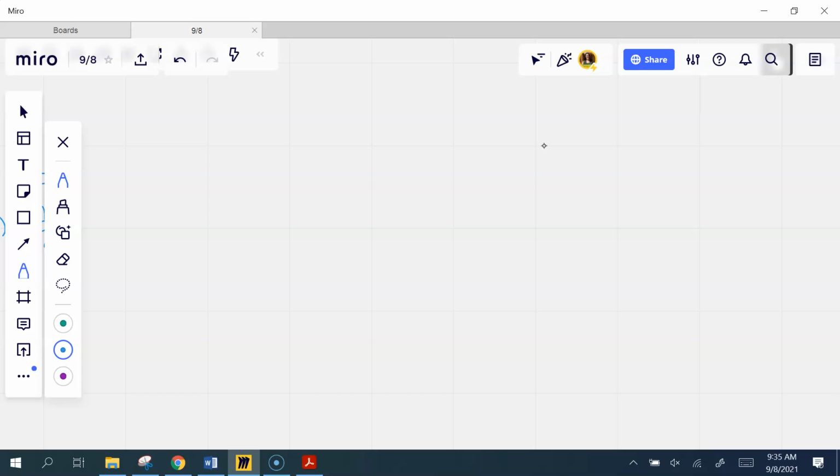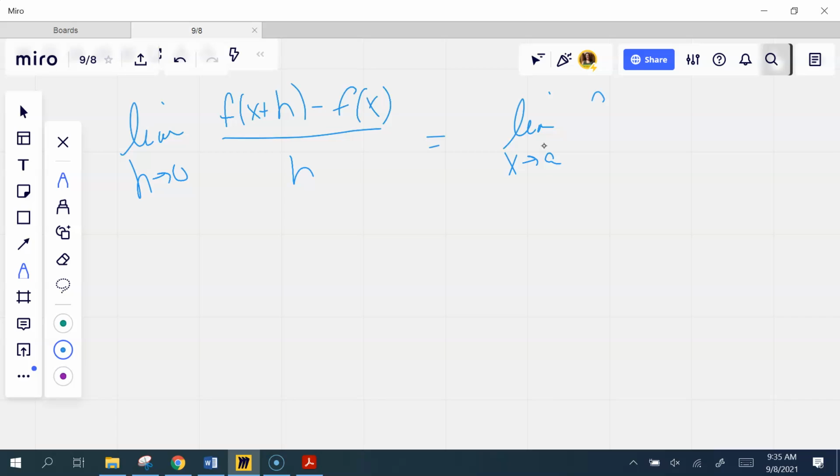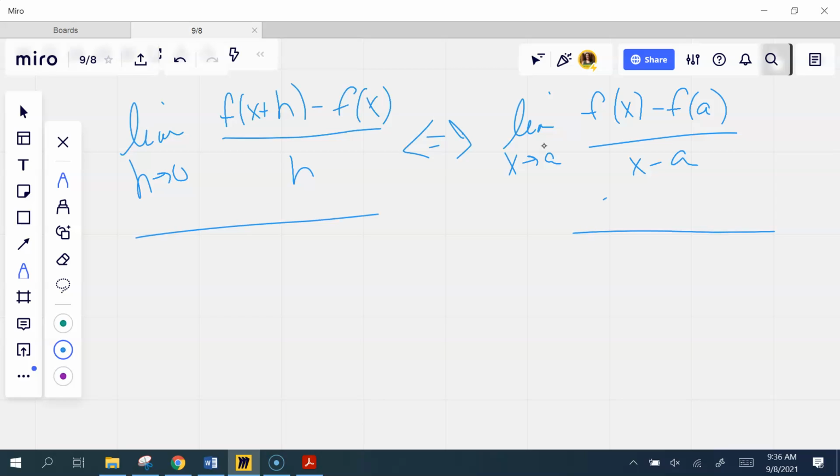Okay, so we've got 2 formulas, and I just want to make sure we're clear that we're doing the same thing. The limit as h approaches 0 of f of x plus h minus f of x over h is the same thing as the limit as x approaches a of f of x minus f of a over x minus a. This is the alternate, and this is the difference quotient.